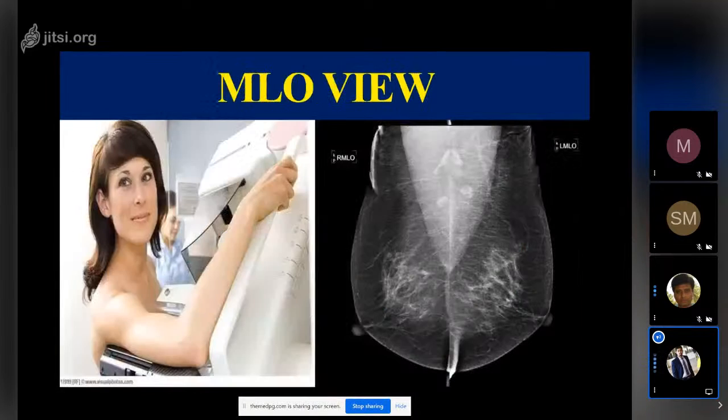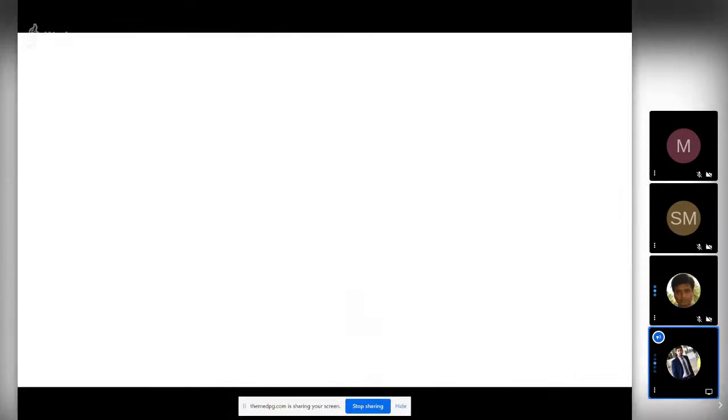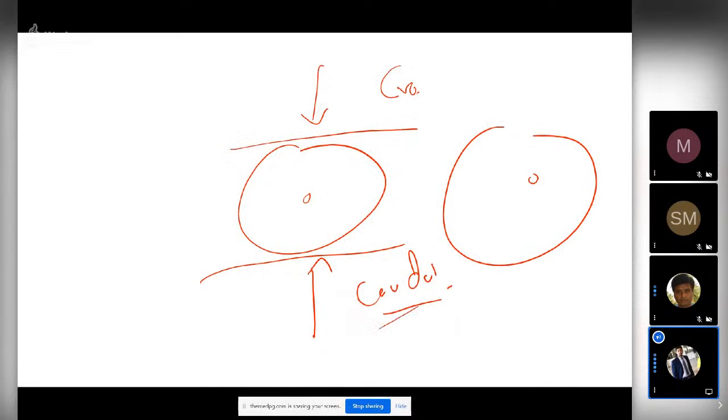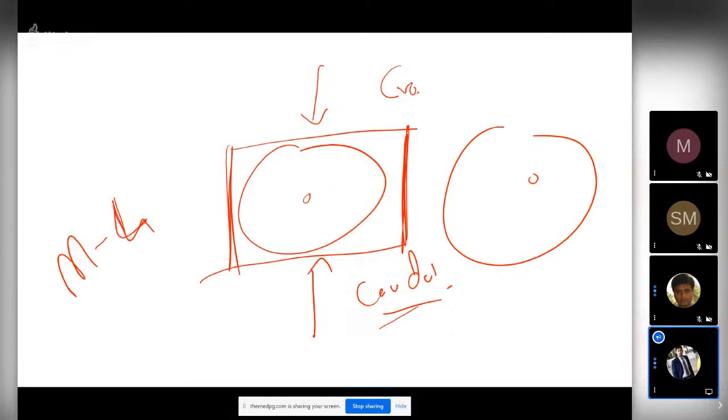And now there are two views that we do in a breast mammography. Very important. So if this is the breast, these are the two breasts. If I compress the breast from above downwards, then it is called a craniocaudal view. If I compress it from the medial to lateral, it is called a mediolateral view. But mediolateral view we always do as an oblique section, so it is called a mediolateral oblique. So we know that by this slide.